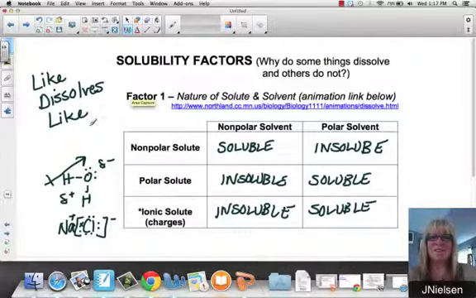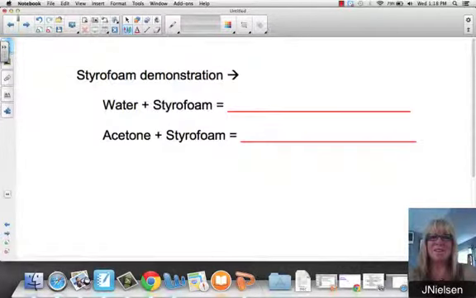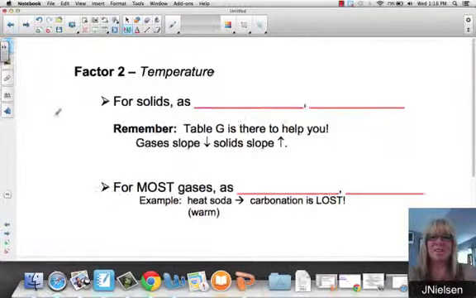So it doesn't matter what substance they give you. If they tell you two things won't dissolve, it's because one is polar and one isn't. If they tell you two things dissolve, it's because they have like polarities. They're either both nonpolar or they're both polar, or one's polar and one's ionic. And we'll do some examples of that in class. I'm going to save the styrofoam demonstration that shows you water and styrofoam and acetone and styrofoam. So we'll come back to that in class tomorrow.